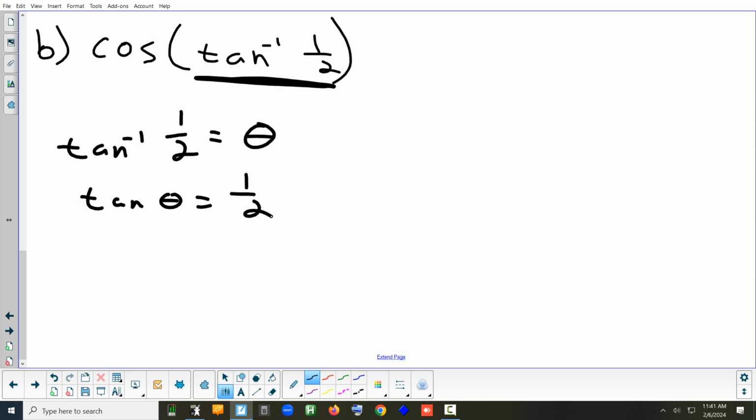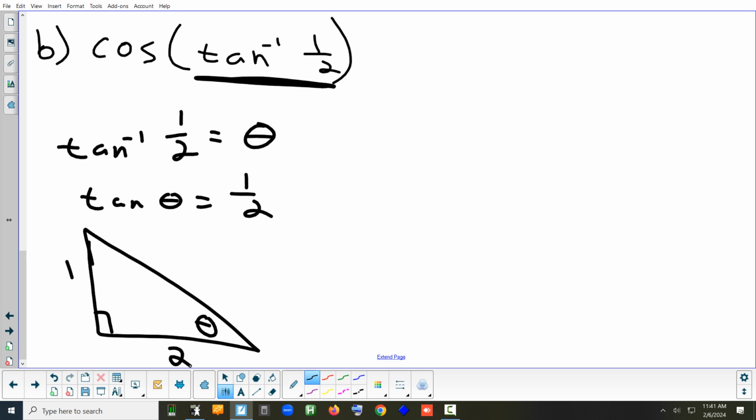Now, draw that as a picture, but you don't have to worry about any letters. The opposite is 1, and the adjacent is 2. Opposite, adjacent. So what's my hypotenuse going to be? 1 plus 2 squared. So what's your final answer going to be? Square root of 5.